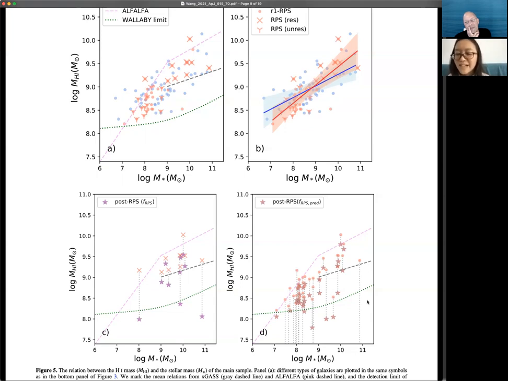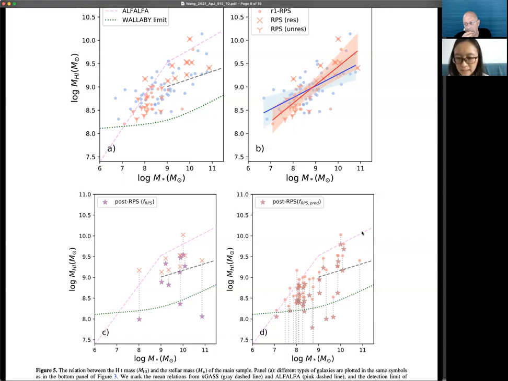I need to add that the WALLABY depth is similar to ALFALFA, but the pink curve is much higher than most of our detected galaxies because the whole ALFALFA survey extended to a much larger volume, to 200 megaparsecs. Here for Hydra, we're at 50 megaparsecs, much closer, so we are going to detect fainter galaxies.